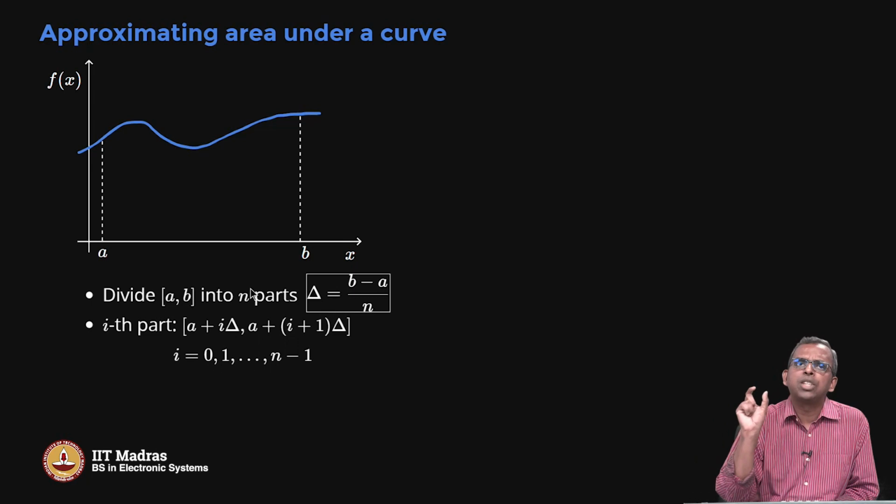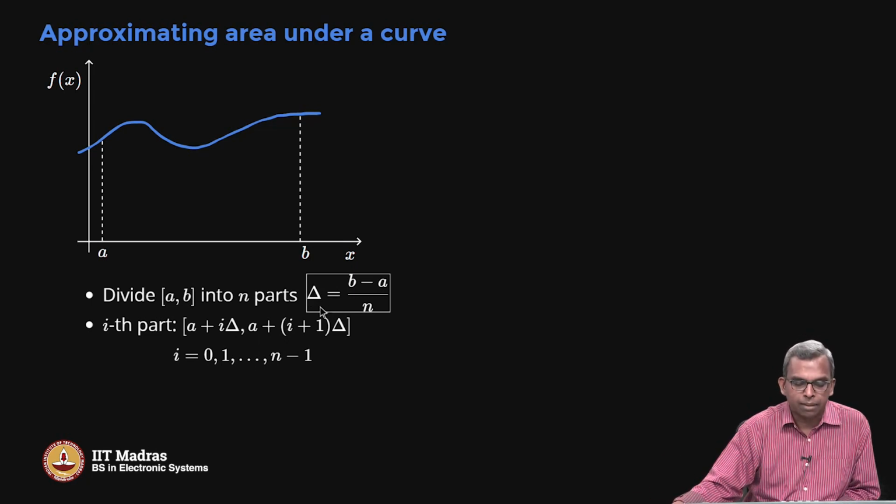What will be the length of each part? That I'm going to call delta. It is b minus a by n, right? That is the length of each part. So, the ith part will be a plus i delta to a plus i plus 1 delta, for all i.